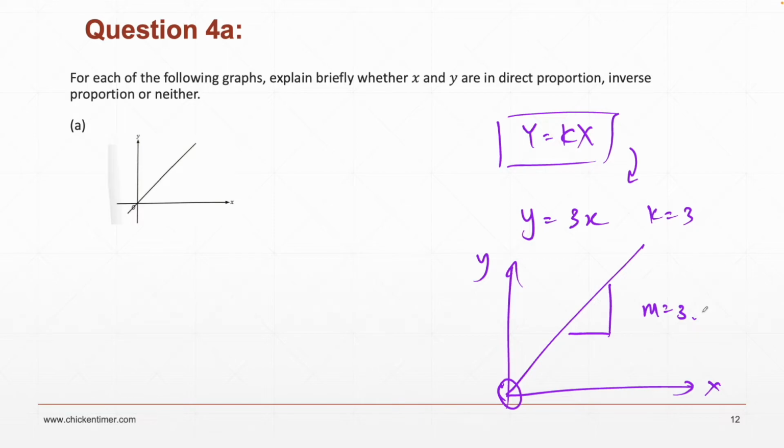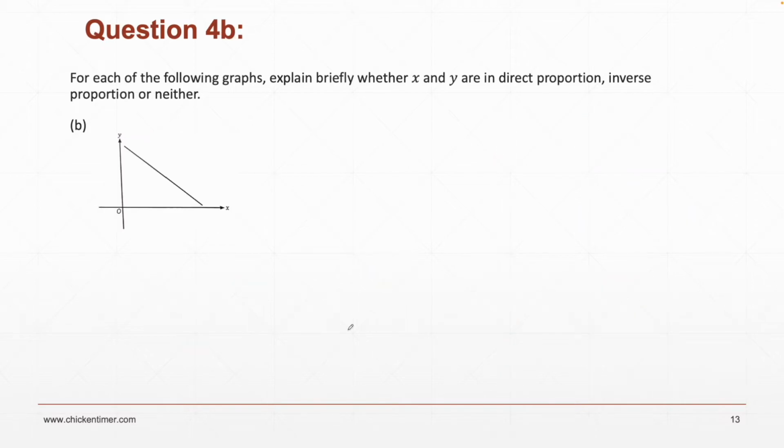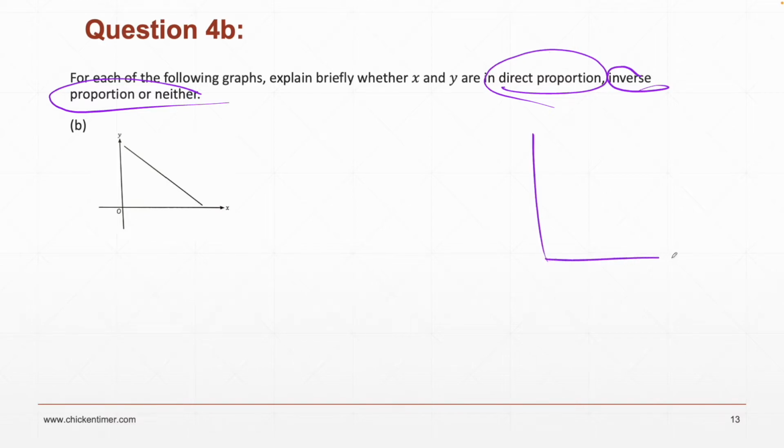So you will see that we have y, x, and then a straight line that cuts through the origin. Because this is similar to this, they follow the same criteria, having a straight line that cuts through the origin. So we can say that x and y are in direct proportion. In a situation like this, they say that we either have direct proportion, inverse proportion, or neither. So let's briefly talk about the graph of an inverse proportion.